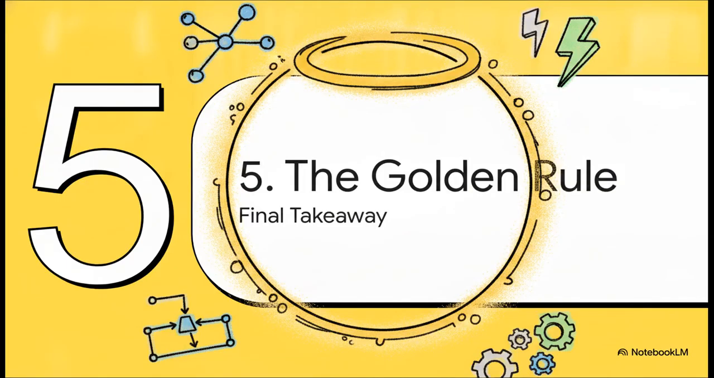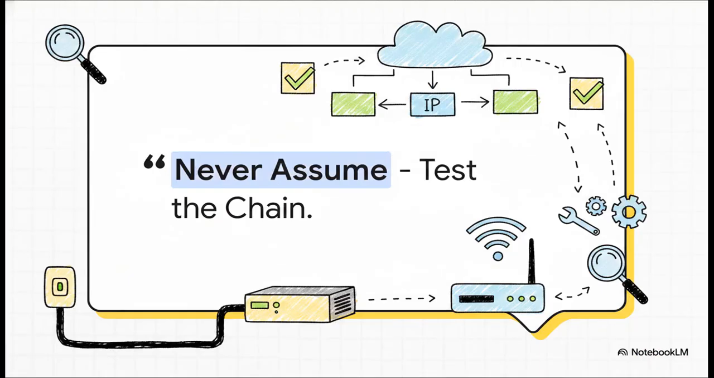And that brings us to our final stop, section 5, the golden rule. If you take away just one thing today, let it be this core philosophy. Never assume, test the chain. Literally, never let yourself fall into the trap of saying, well, everything looks fine, just because a cable is secure and a little green light is blinking at you. We have to test the entire chain, systematically, all the way from the physical wire up to the service routing. You verify every single link before you ever confirm the job is done.